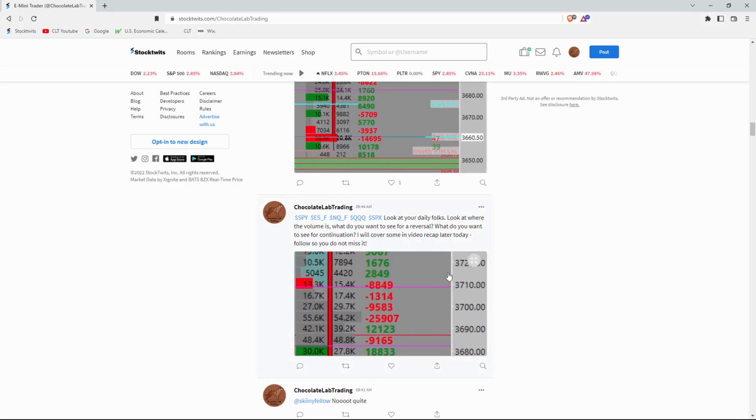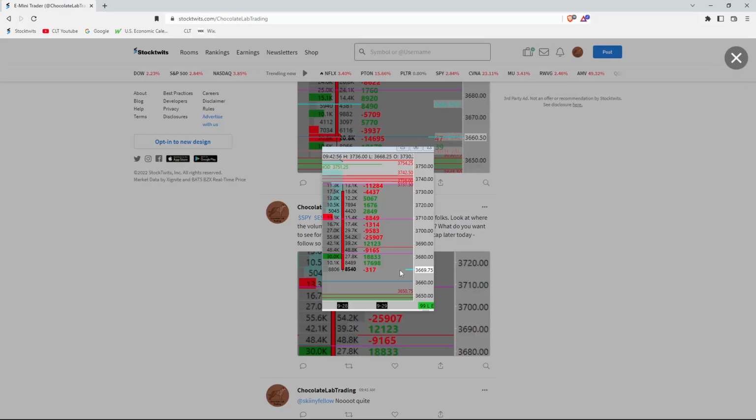Alright, so this is 15 minutes after open. Look at your daily, folks. Let me see if I have this picture on the side. I think I do. Look at your daily, folks. Look at where the volume is. What do you want to see for a reversal? Sorry, what do you want to see for continuation? I will cover this in the recap.